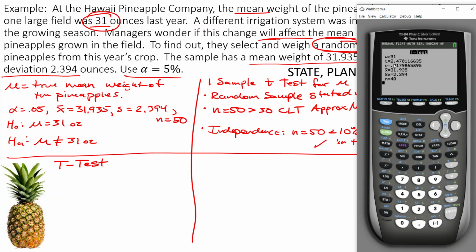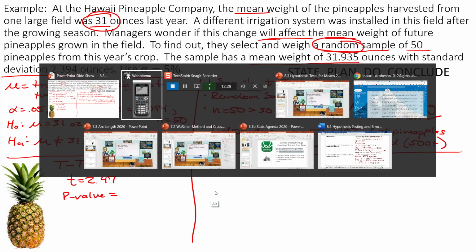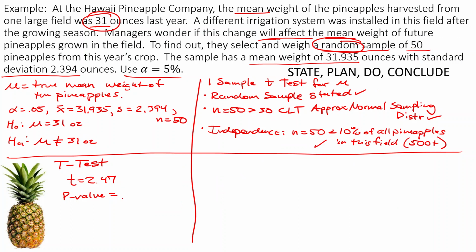And there we go. T is 2.47. And our p-value is, let's see, what was it? 0.0179. So 0.018, I guess, would work. 0.018. And we've already got the sample mean and the sample standard deviation and n written down, so we don't have to write them down again. But we do need to write down both of those. So there's our p, and we're going to compare that to alpha. So this is basically 0.02, and this is 0.05.